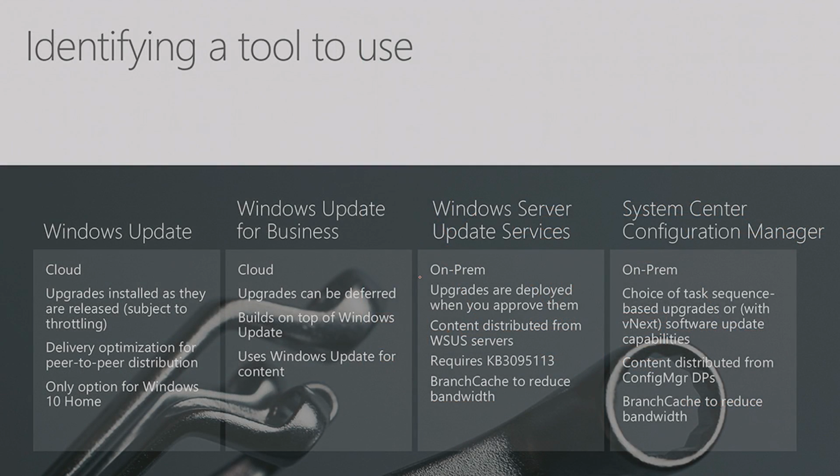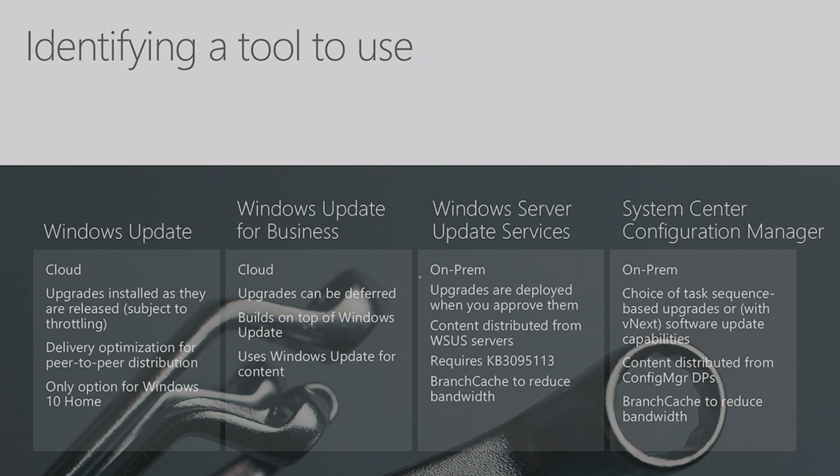So then we want to talk about tools. We have a variety of tools. I've mentioned them as we've gone along, but just to give you a summary of the tools that are available, we have Windows Update. Windows Update generally is used for consumer PCs. They point directly to Windows Update and get new updates as they're released. It is a cloud-based service. It does use Delivery Optimization for peer-to-peer, and for some versions of Windows, it's the only option.